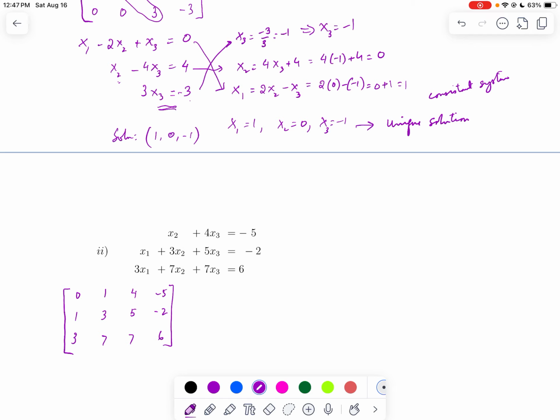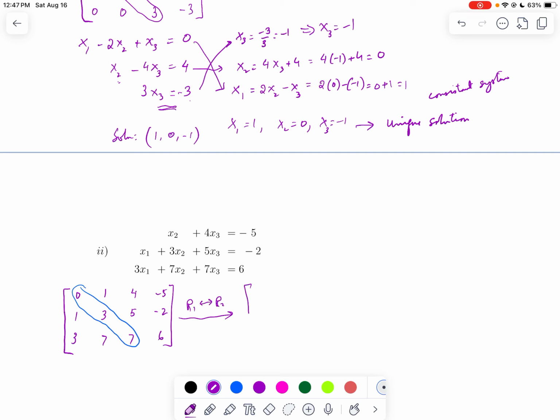Okay. So remember, the first entry of the diagonal must be a 1 or a non-zero number. So what I can do is swap the first row with the second row or with the third row, it doesn't matter. Let me do it with the second row because it will be easier that way. So we say R1 double arrow R2.